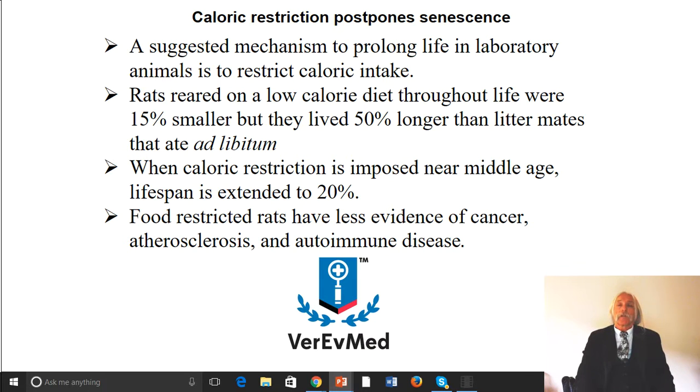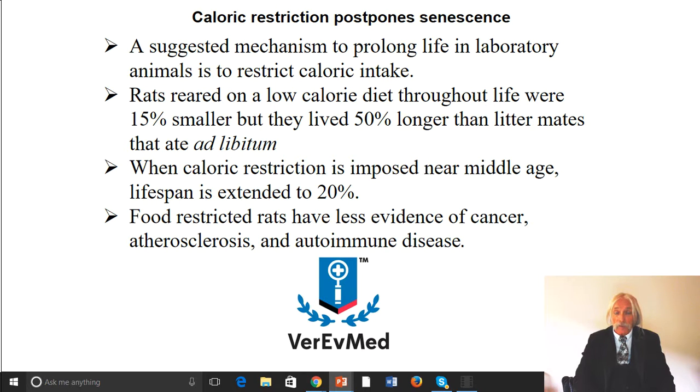So here's something interesting. Caloric restriction. Maybe you've heard this in the popular literature. Caloric restriction seems to postpone senescence in model organisms. This is something you see a lot in literature. So it's a suggested mechanism, but only suggested and only a mechanism, okay, to prolong life in lab animals where they give them severe caloric restriction.